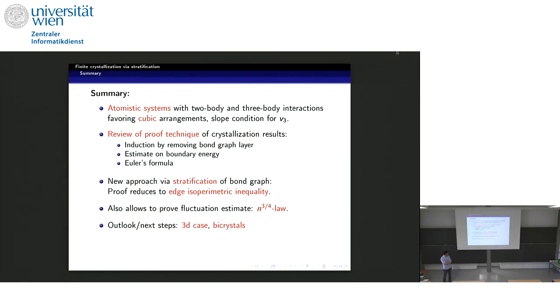And the other application is bicrystals. So in bicrystals, you have not just one crystal, but you have two crystals which are attached to each other and interact with each other. This is what I do with some of my Vienna colleagues, with Ulisse Stefanelli and with Wojtek Gorny, who's at the back. And there, the point is that it seems like you cannot use the induction method, so we wanted to have something which goes in a little bit different direction.